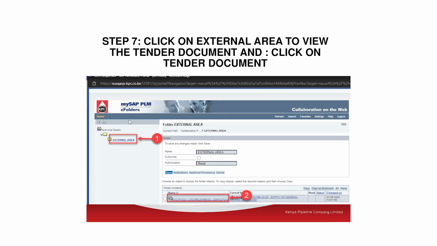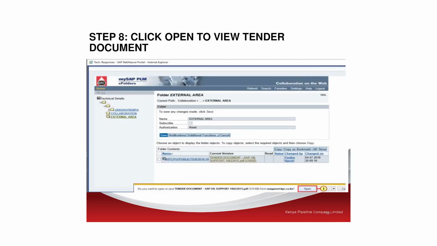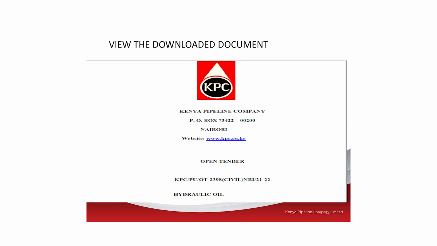So on your left, you find an envelope which is labeled external area. Click on the external area, and on your right, an Excel table will appear, and in there will be our tender document. Click on the tender document, you download it, and you can read through the tender document.